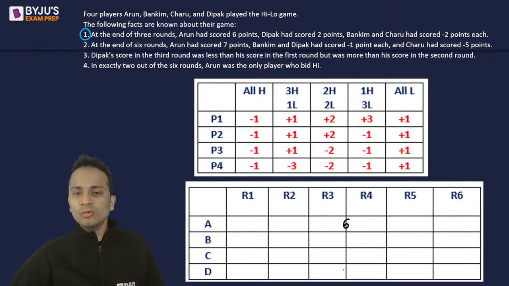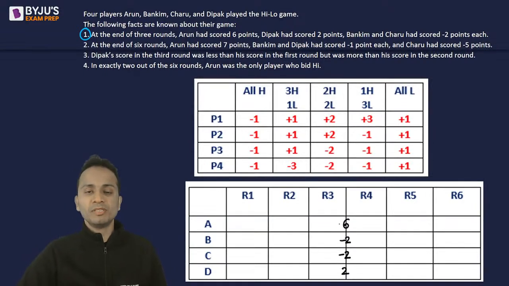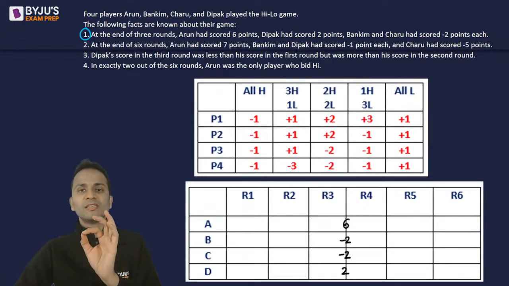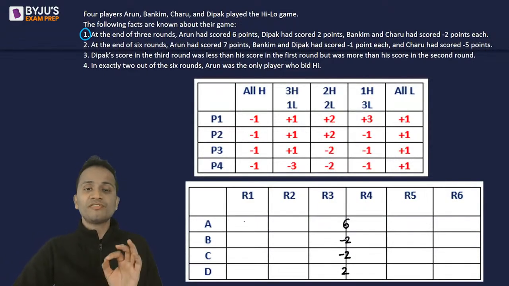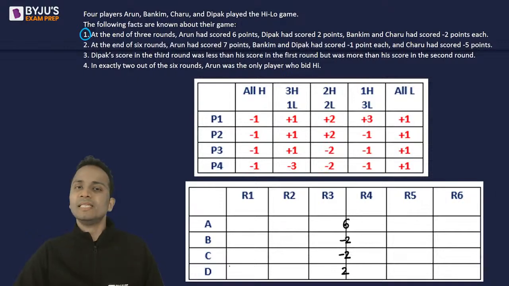Deepak scored 2. Bumpkin and Charu scored -2 each. So which combination of points will give these particular numbers for the first 3 rounds? These are the sum of the scores of A, B, C and D after 3 rounds.